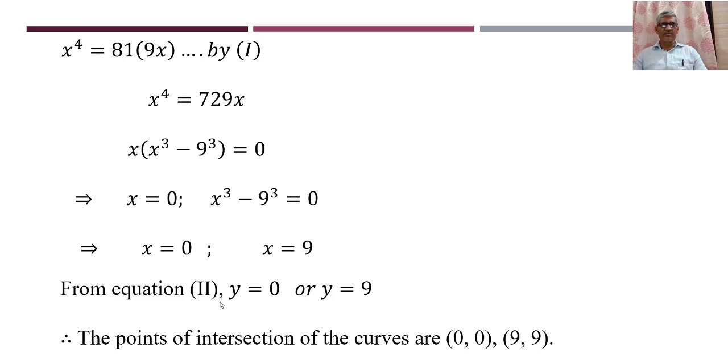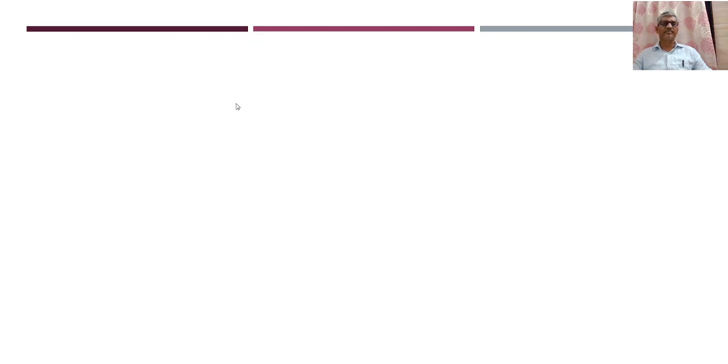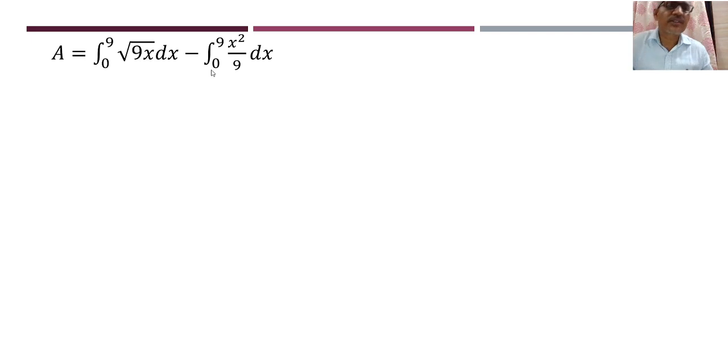From equation second, y equal to 0 or y equal to 9. Then the points of intersection of the curves are (0, 0), where x is 0 and y is 0, and (9, 9), where x is 9 and y is 9. Then the required area is the integration from 0 to 9 of square root of 9x dx. This is from y square; taking its square root, y equal to square root of 9x. Minus the integration from 0 to 9 of x square divided by 9 dx, like this.